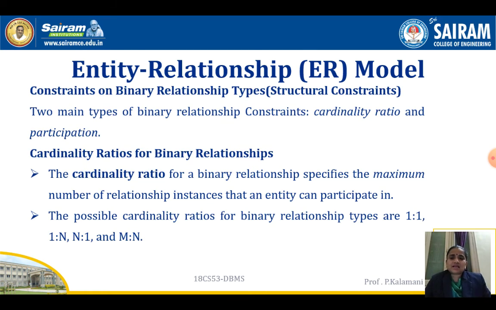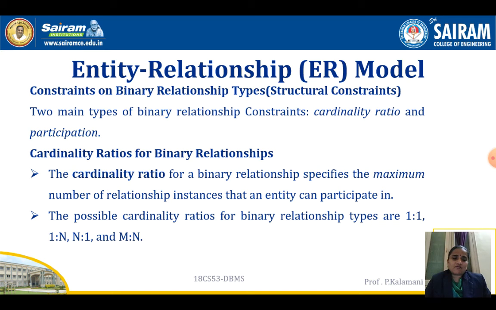Next, we'll see the constraints on binary relationship types. Already we said a binary relationship type means two entities are involved in that relationship. Here two types of constraints are specified. One is cardinality ratio, another one is participation. Cardinality ratio for a binary relationship specifies the maximum number of relationship instances that an entity can participate in.